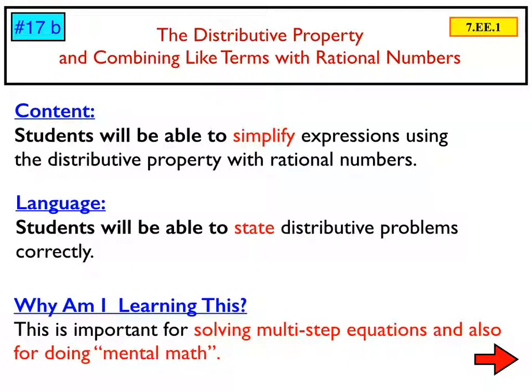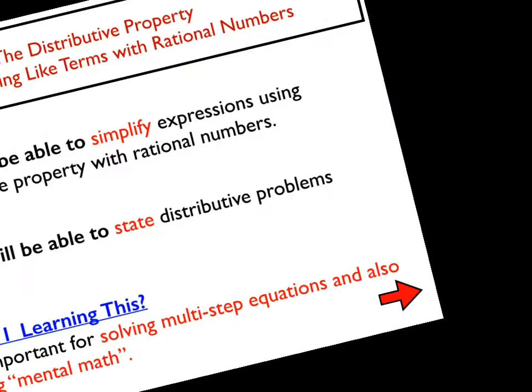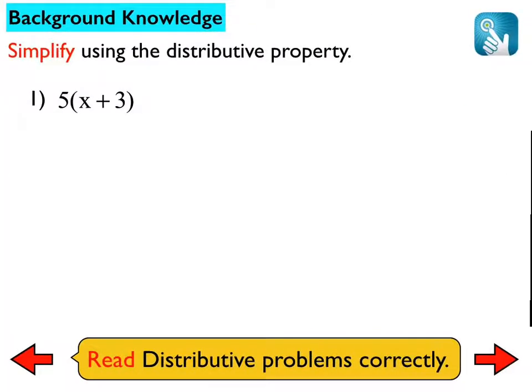All right, so let's go ahead and get started. A little bit of background knowledge. Remember to use the distributive property. We multiply the number on the outside by everything within the parentheses. We would state that original problem as 5 times the quantity of x plus 3. And when we multiply that out, we end up with 5x plus 15.